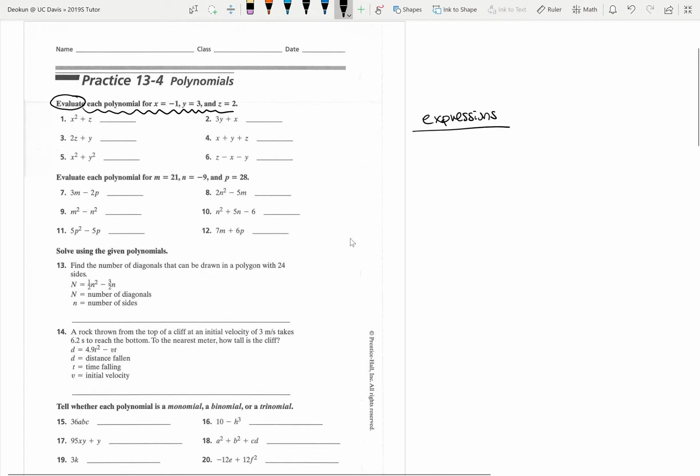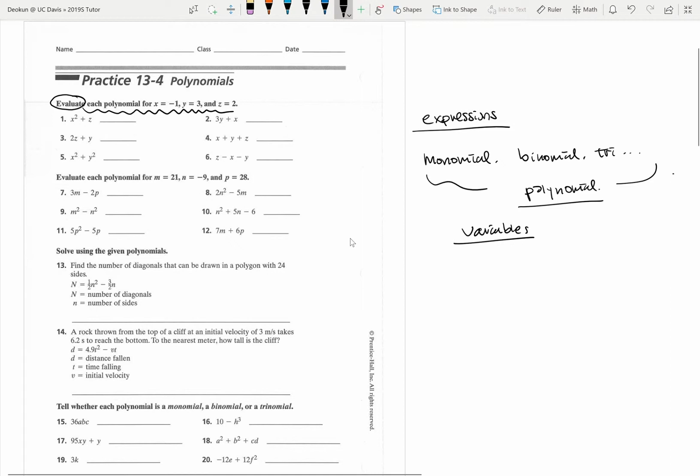Expressions can be either monomial, binomial, trinomial, and more than 4, and including monomial, we call them polynomial. So what polynomials are is something with variables that has a constant and a natural number as an exponent.